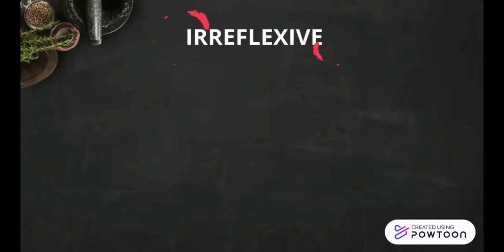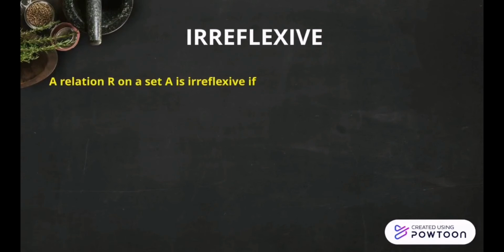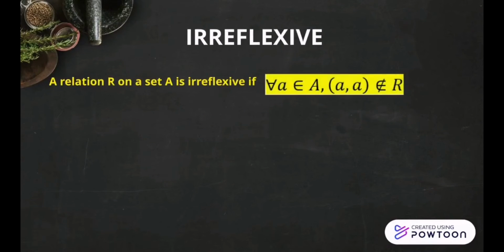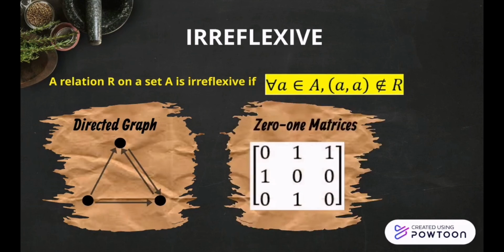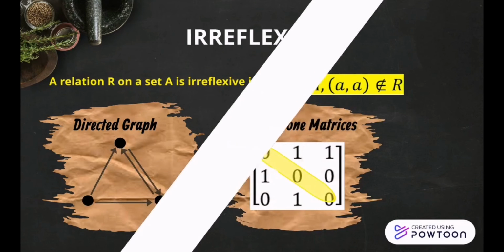The second property is irreflexive. A relation R is irreflexive if for all elements a in the set A, the ordered pair (a, a) is not in R. In contrast with the reflexive relation, the directed graph here has no loop on each vertex. In addition, the highlighted diagonal of the 0, 1 matrix all contains 0.